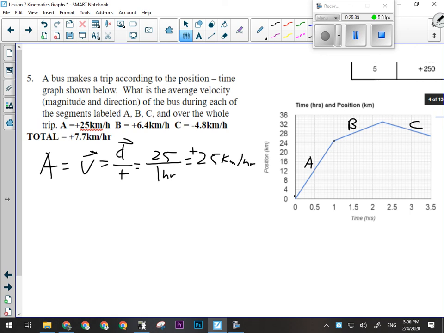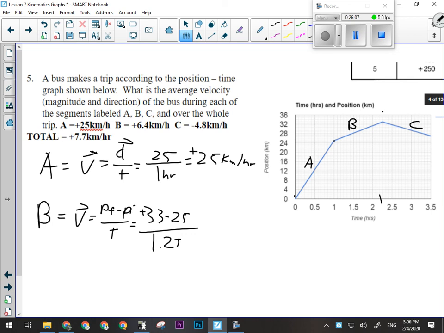Now, during part B, I need to do a similar thing, except I don't start at 0 this time. I'm still going to do V equals displacement over time, but I'm going to look at it as final position minus initial position divided by time. So that's going to be positive 33 minus 25, where part B starts. And that takes 1 1/4 hours, because it goes from 1 to 2 1/4. So when I do that, I have 8 divided by 1 1/4, which should give me positive 6.4 kilometers per hour. Questions on that one?